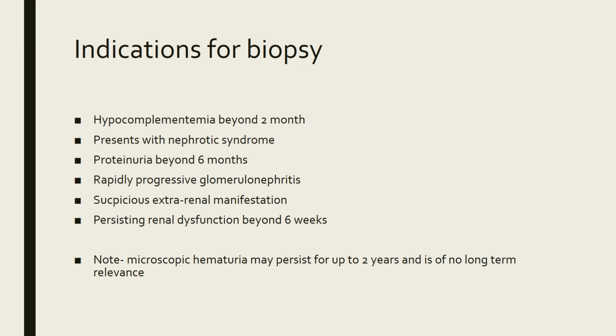And then remember again from that clinical course chart, by really week 6 or so, significant proteinuria has gone away. So if by 6 months your patient has significant proteinuria, you want to do a biopsy. If your patient presents with what is known as rapidly progressive glomerulonephritis, you would need to do a biopsy.